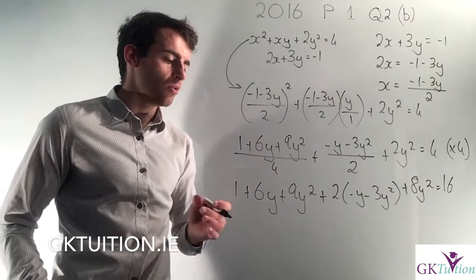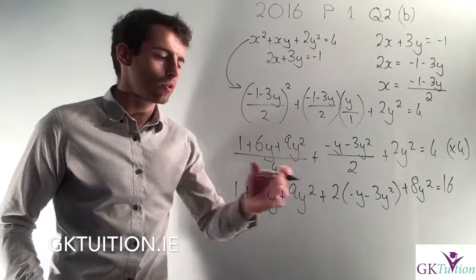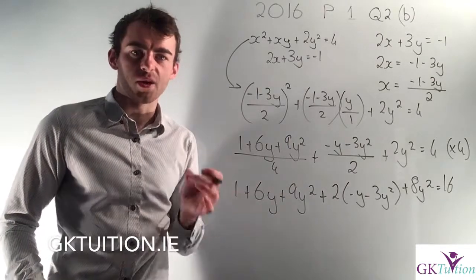Okay, so now you'll notice I have y squareds, y's and numbers. So I'm just going to bring everything to one side and I'll have a quadratic equation, and I'm going to solve it.